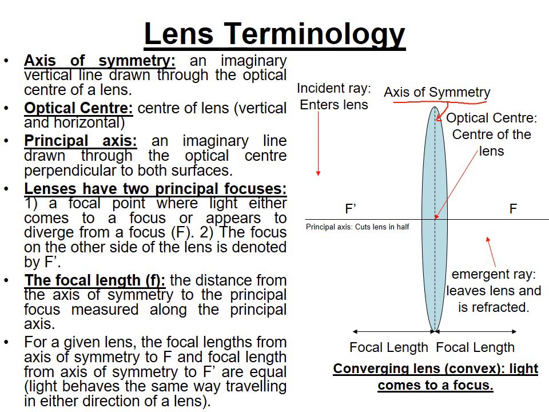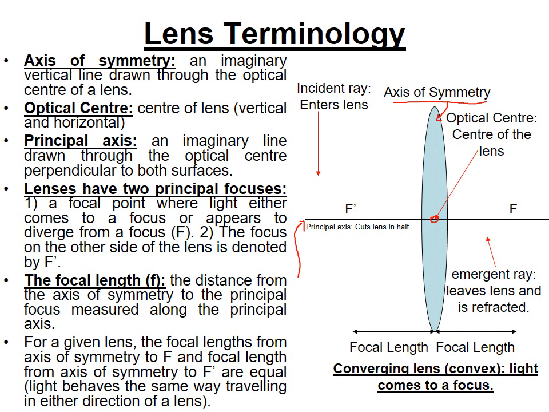There's also a line that can divide the lens equally top and bottom. That's called the principal axis. It cuts the lens in half from top to bottom. And where the axis of symmetry meets the principal axis at the middle, that's called the optical center of the lens. The important thing I want you to remember about the axis of symmetry is that this is where the refraction happens, and I'll show you that in just a little bit.